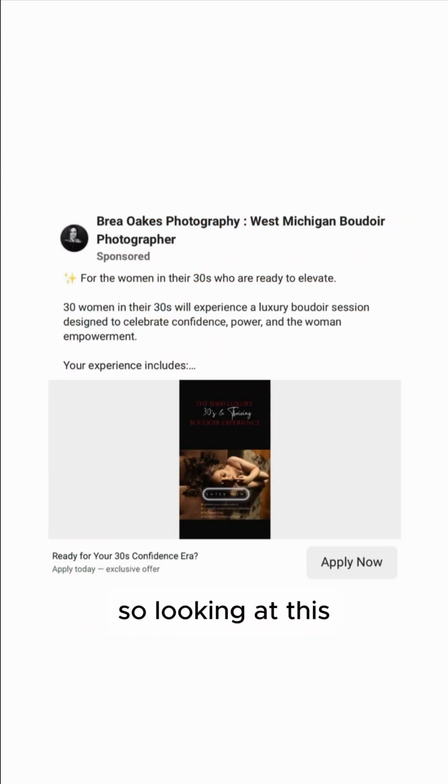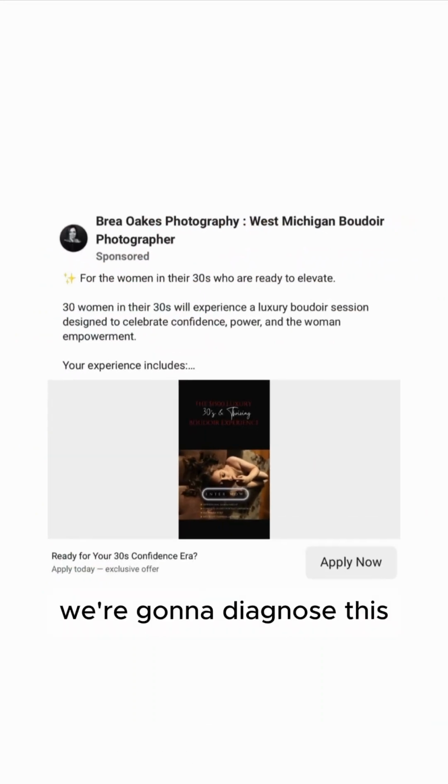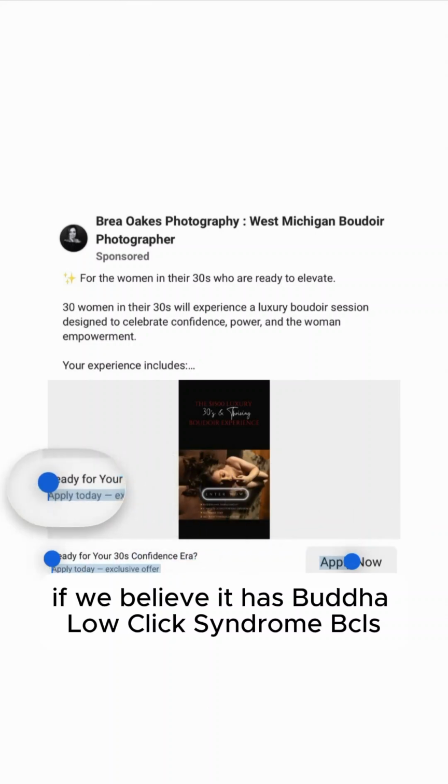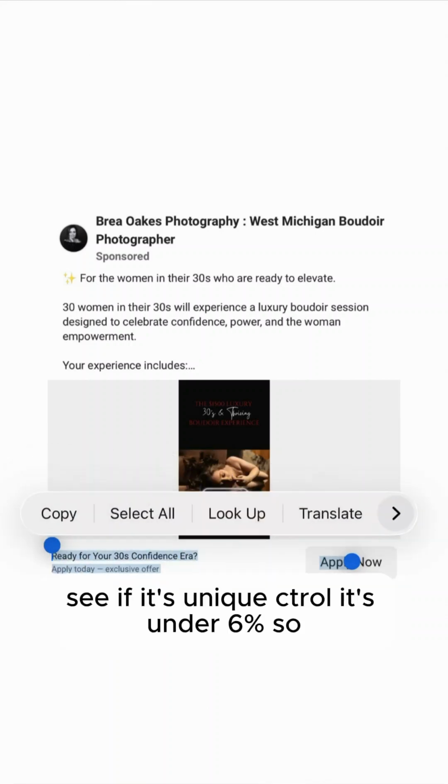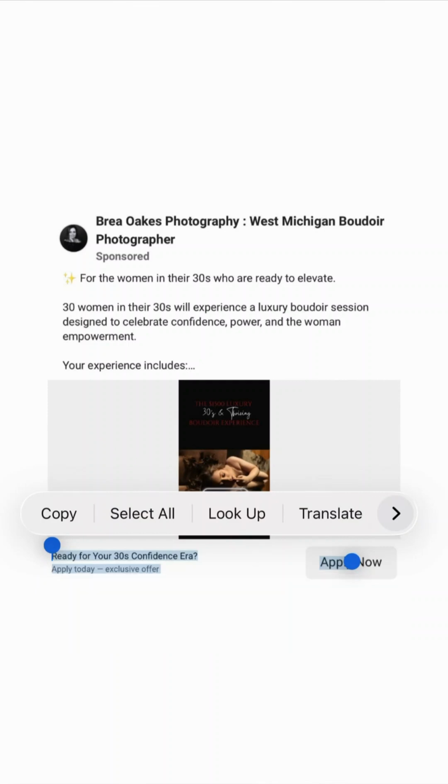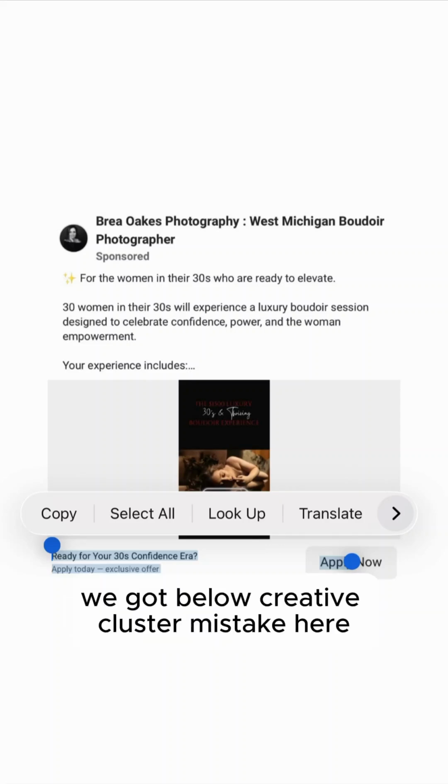So looking at this, we're going to diagnose whether we believe it has boudoir low click syndrome, BLCS. See if its unique CTR is under 6%. So let's see. We got the below creative cluster mistake here.